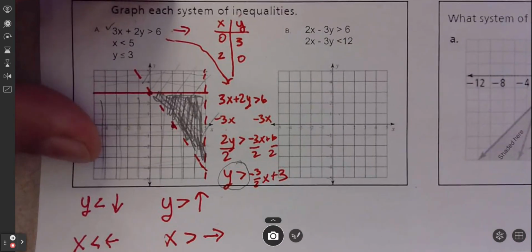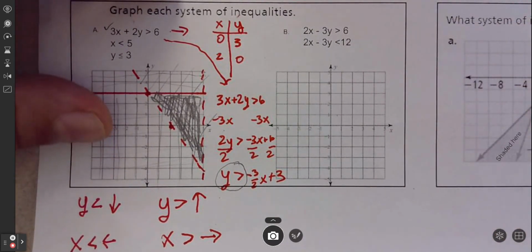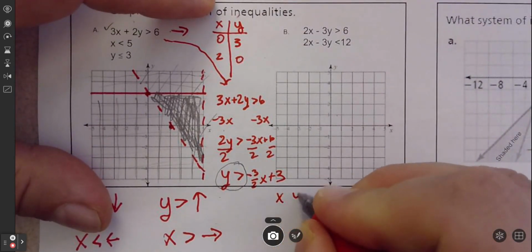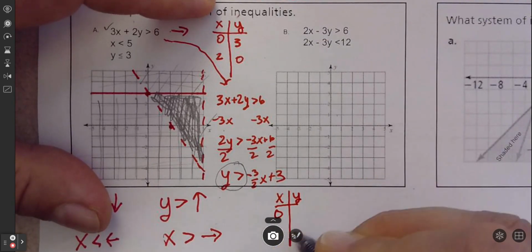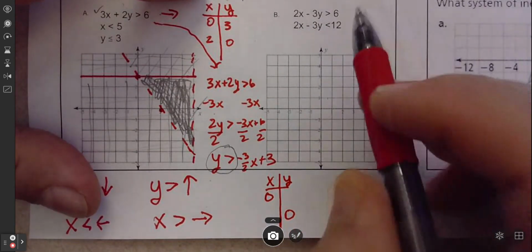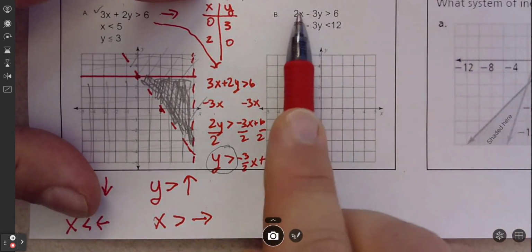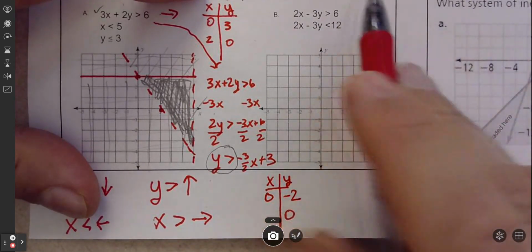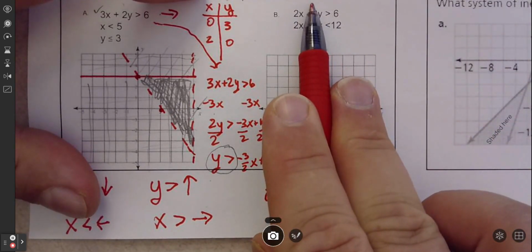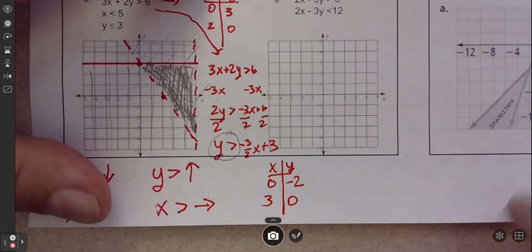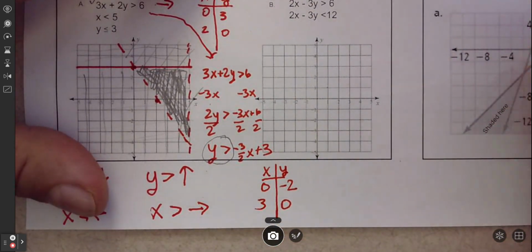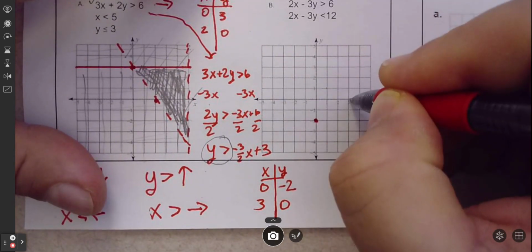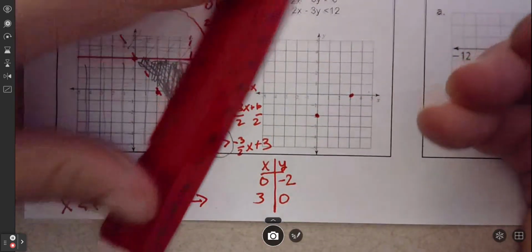Okay, so even though I like the technique of using the intercepts, and I'm going to go ahead and do that again, I'm also going to solve them for y. The first one, if I plug in 0 for x, then my y has to be -2. If I plug in 0 for y, then my x has to be 3. Okay, so that's my first graph, 0, -2, and 3, 0. And it is a dotted line.